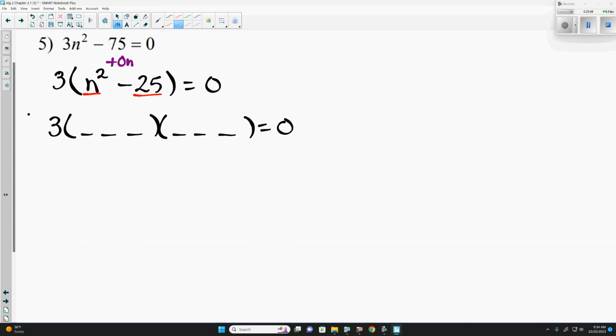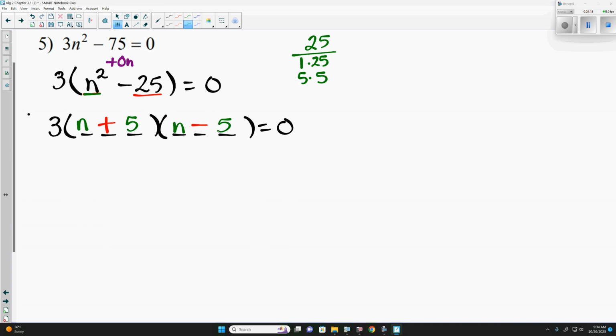And when we find the signs, if the third term is positive, the signs are the same and match the sign of the middle term. And if the third term is negative, the signs are opposite. So one is positive, one is negative. Now the factors of n squared are n and n. The factors of 25 are 1 and 25 or 5 and 5.